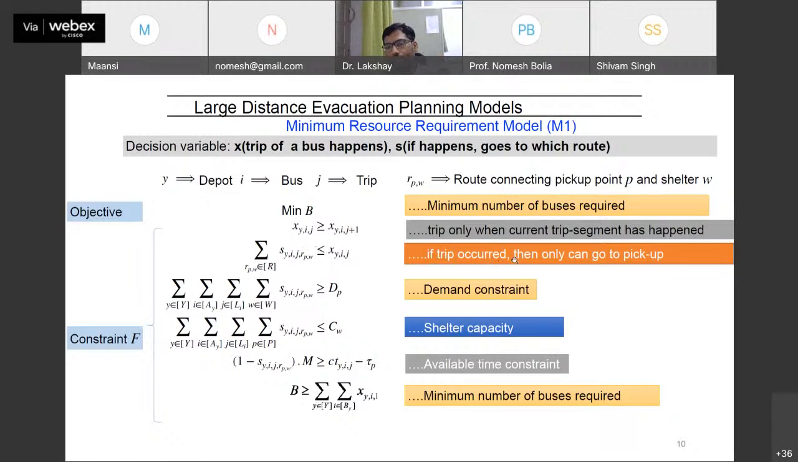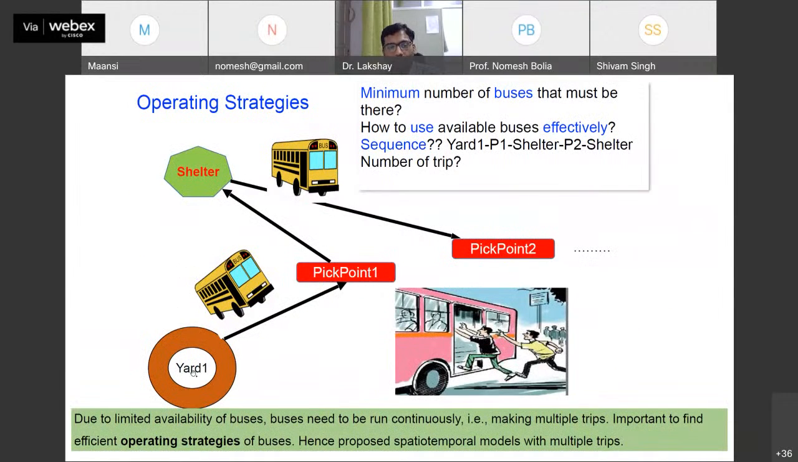Again, this is something with the definition, which says that if the trip occurs, then it goes to only one pickup point, because it can go to only one pickup point. It's not possible that it is going to several pickup points. Now, if you see this diagram again, agar ye trip ho rahi hai, it can go only to one of the pickup points. At the same time, it can't go to one or two. So that is something you need to make sure through the constraint.